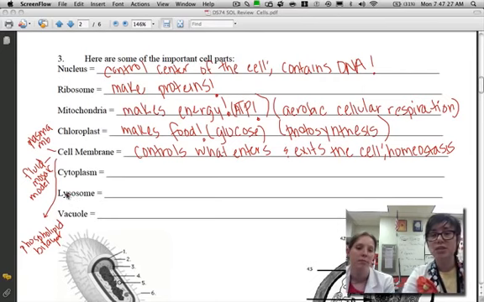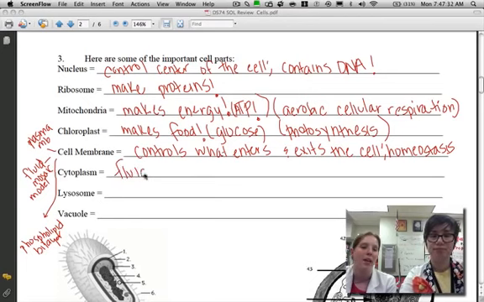All right, let's look at the next one, cytoplasm. So the cytoplasm is like the stuffing. It's just the fluid filling of the cell. It's mostly water. Okay, and that's really all you need to know about that guy.